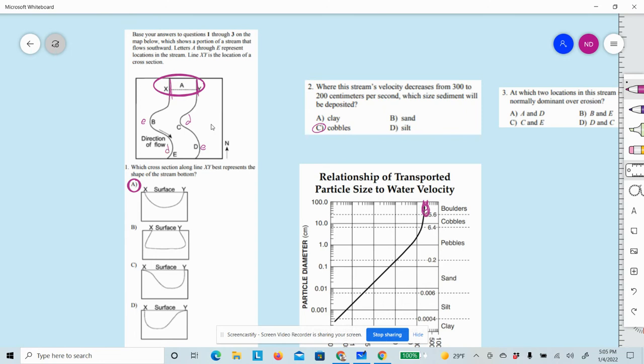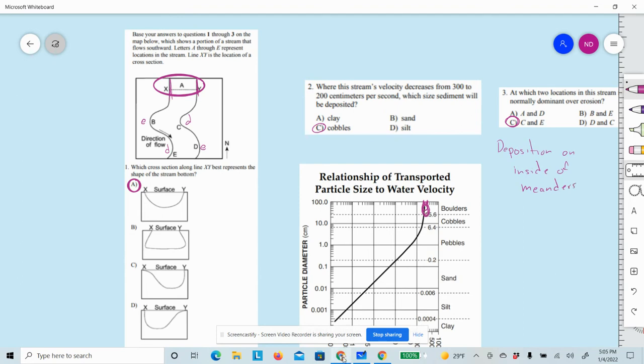So the answers are, erosion occurs on the outside, which would be B and D, and deposition is going to be dominant on the inside of the bends, C and E. C and E. Deposition on the inside of meanders.